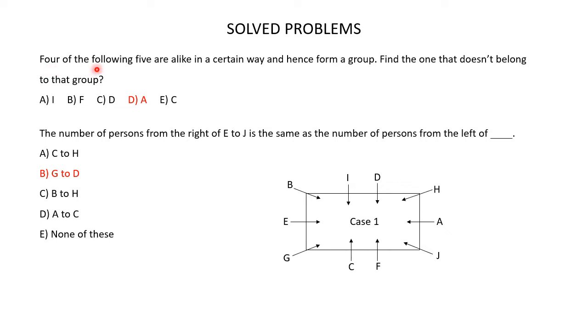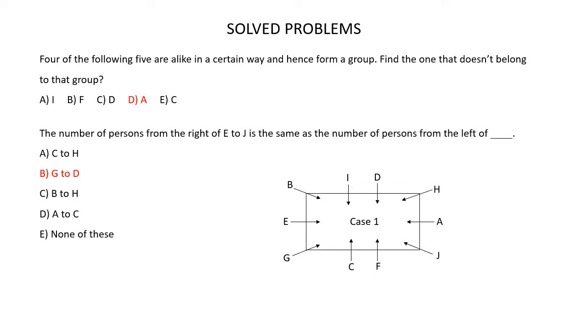Four of the following five are alike in a certain way and hence form a group. Find the one that doesn't belong to that group. You're given five options here and you have to find out which of these options is the correct one. So here you have to find the odd one out. Now option A says I. I sits in the longer side of the rectangle. Option B is F. F also sits on the longer side of the rectangle.